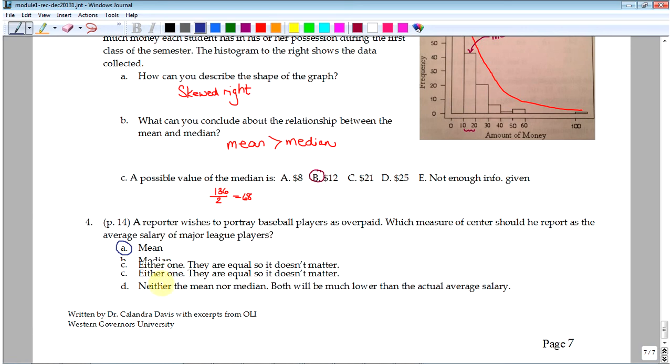Okay, so if you read through C and D, neither of those are relevant. A would be our answer.